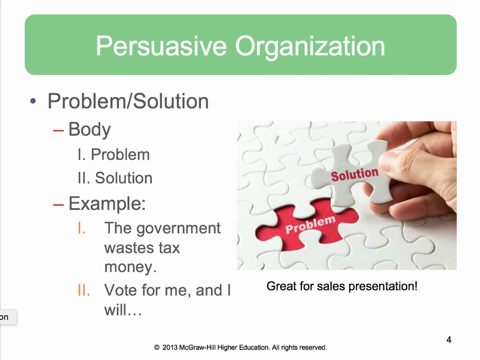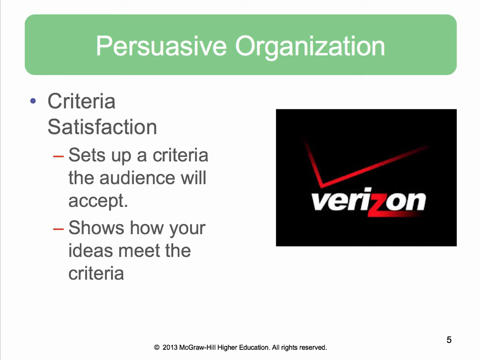The next on our list here is criteria satisfaction. So this sets up a criteria that the audience will accept. This is likely done in the introduction right away, so there is a criteria that must be met, and then those main points show us how that criteria is met with that specific business.